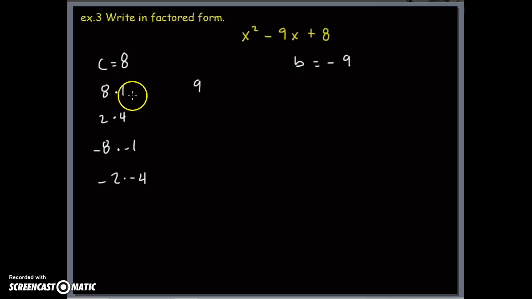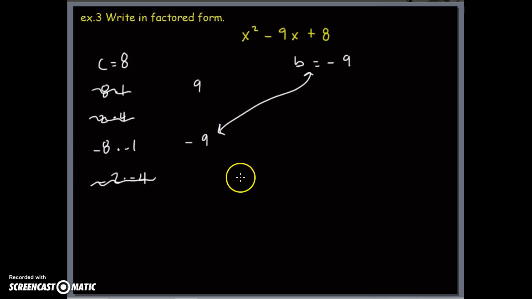If we add these up, and 9 is very close to a negative 9, so I'm going to go ahead and skip this because I know it adds to 6. I know this adds to negative 6. So negative 8 plus a negative 1 is a negative 9, and that is the coefficient b. So we know our factors are negative 8 and negative 1, so we can go ahead and write in factored form x minus 8, x minus 1. And this would be our final answer here.